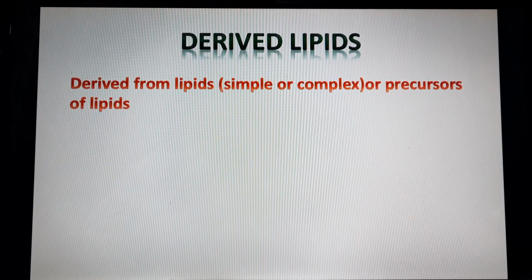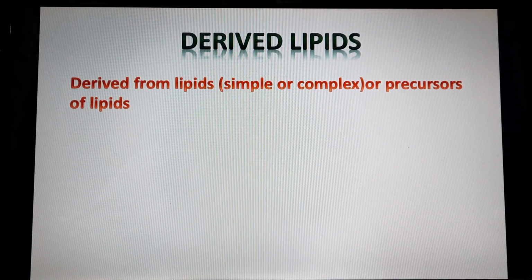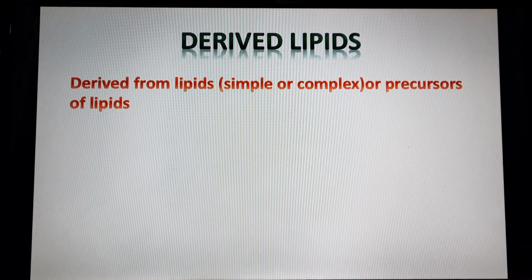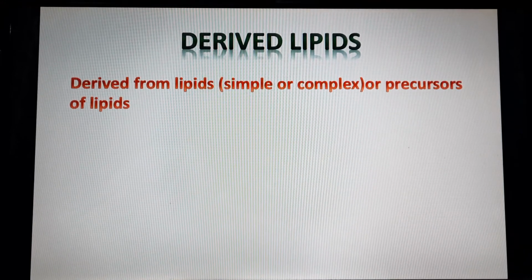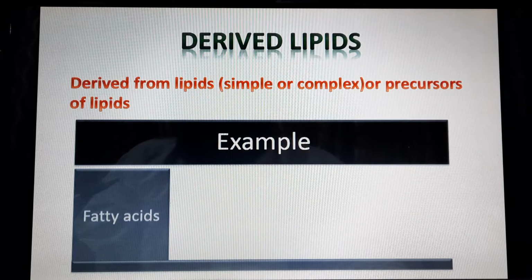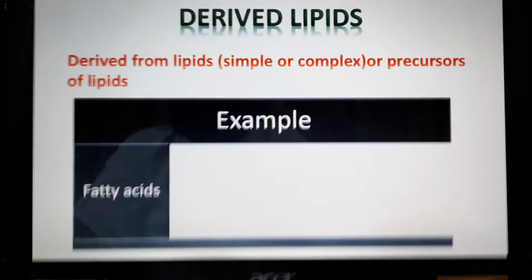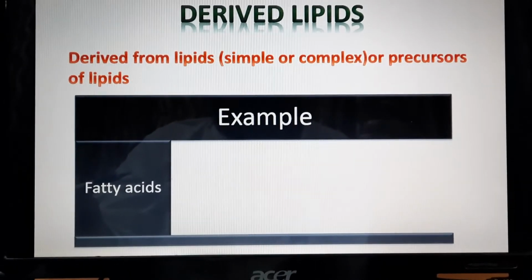Derived lipids. What are derived lipids? These are basically lipids which are derived either from the simple lipids or from the complex lipids, or these are precursors of the lipids, meaning lipids are formed from them. Examples are fatty acids. We know that when we do hydrolysis of the triacylglycerol, fatty acids are formed. So as fatty acids are formed from the triacylglycerol, these are derived lipids.